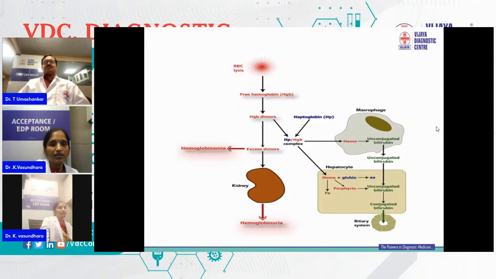So this is how the lysed RBCs get metabolized in extravascular and intravascular hemolysis. In extravascular hemolysis, the hemoglobin is converted into unconjugated bilirubin, then into urobilinogen and stercobilinogen, and excreted in the feces and the urine. Here, the free hemoglobin released into the vascular component combines with haptoglobin, and when the hemoglobin enters the kidney, it is released into the urine as hemoglobinuria. So this is the difference between intravascular and extravascular hemolysis.